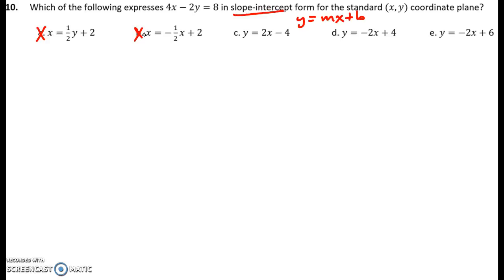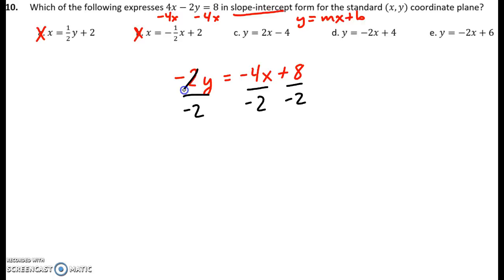Now the first thing that you want to do in order to put it in slope-intercept form is subtract 4x from both sides of the equal sign. So you're left with negative 2y equals negative 4x plus 8. From here you want to divide everything by negative 2. When you do that, the negative 2's cancel out, so you're left with y equals.